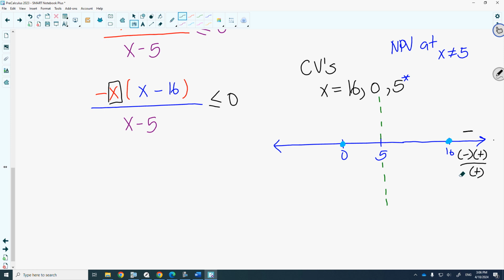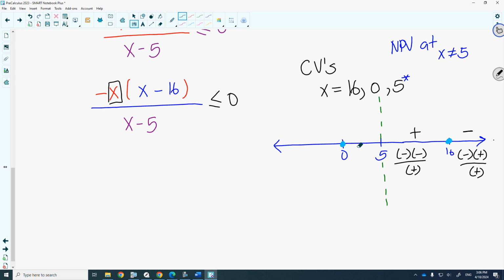Okay, pick a number between 5 and 16. So let's pick 6. Negative 6, that's a negative number. Put 6 here. 6 minus 16 is negative 10, a negative number. Put 6 here. 6 minus 5 is 1, positive. 2 negatives will give me a positive. A positive divided by a positive is a positive region.